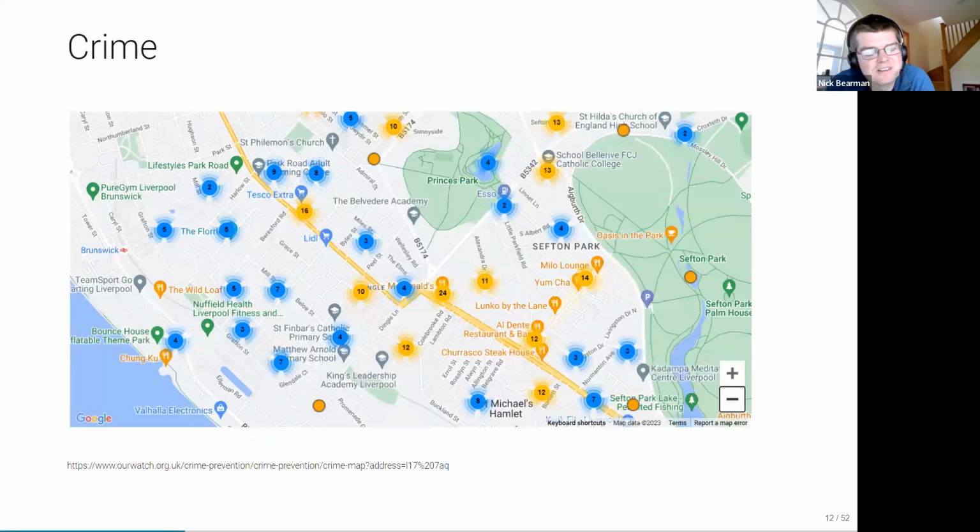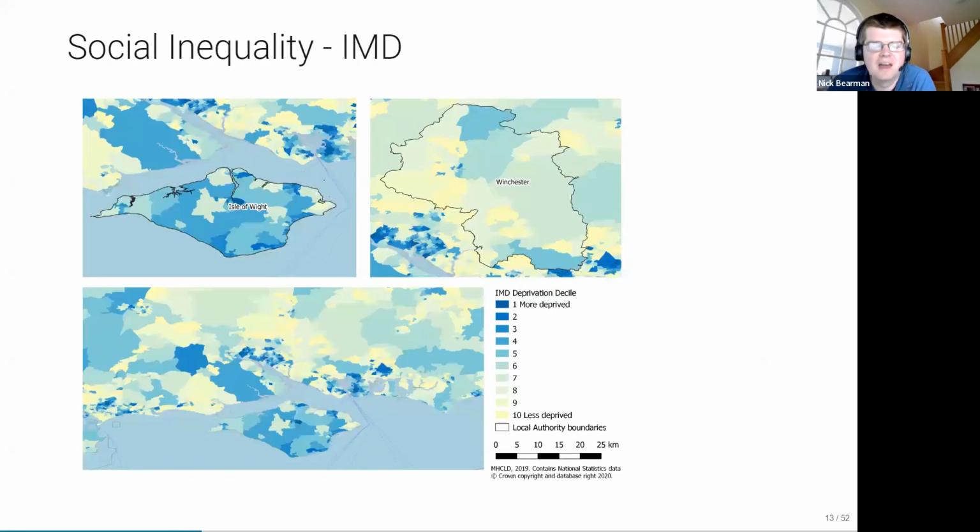We can use it to show crime data as well. So the UK police forces do share some of their data, and you can put this on a map. This is one example from the Our Watch website showing locations of different crimes. Another very common source is the IMD, Index of Multiple Deprivation, which I'll talk a bit about later, but this is a way of measuring social inequality, and we can show that on a map, and we can see that we have certain areas that are more deprived and certain areas that are less deprived.